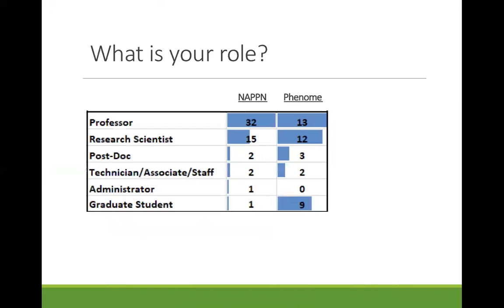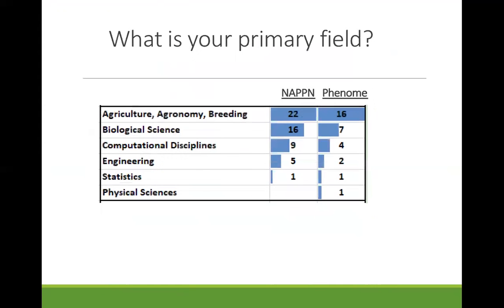Part of the demographics was understanding who you are and what your role in your institution is. Obviously very heavily skewed toward professors and research scientists, very few students or technical staff. I think that's an area we need to focus on, which is how we engage more than just the scientists in this organization. And what's your primary field?